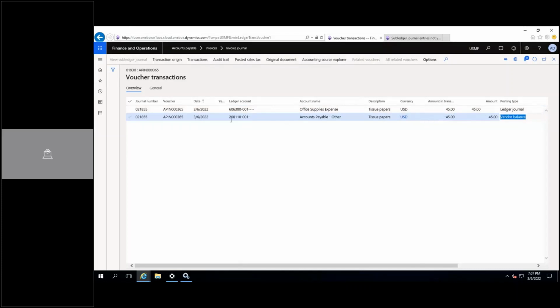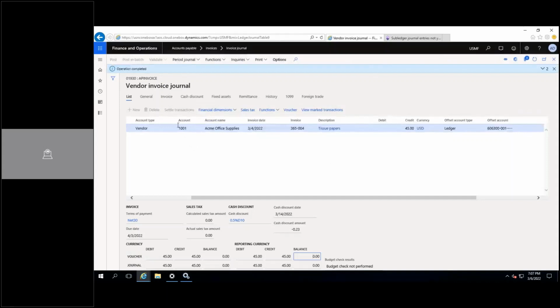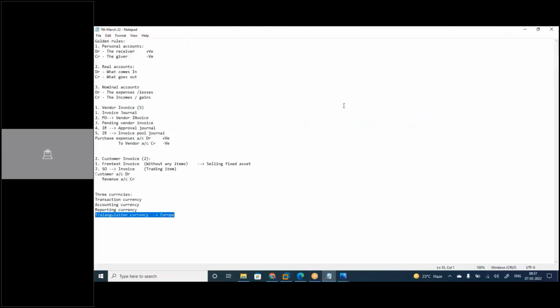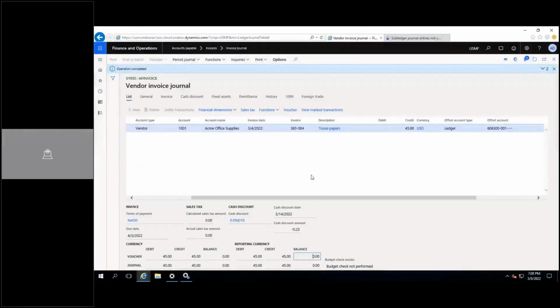But here it is posting to 200110, but I have selected vendor account 1001. It was posted to some account; that is called the ledger subledger concept. You are going to learn that later, once again, that is one more topic. Okay, now expenses account debit to vendor account credit. Any doubt in this small function, invoice journal posting, expenses account debit to vendor account credit?